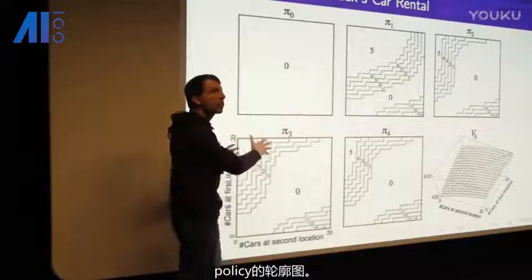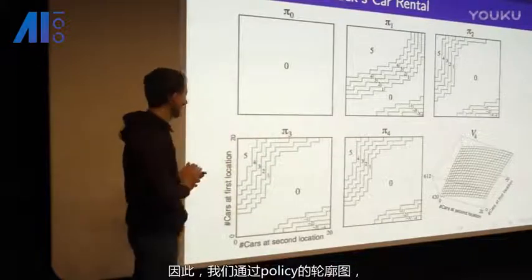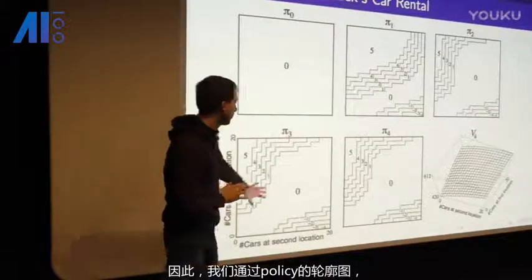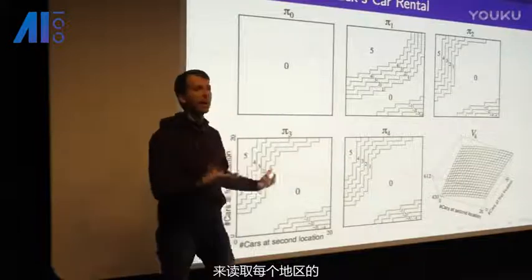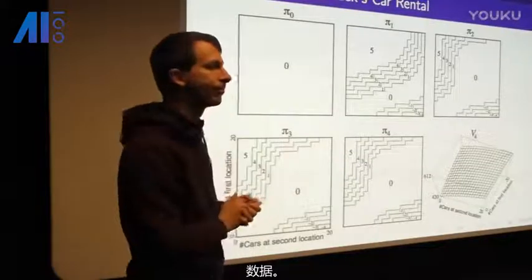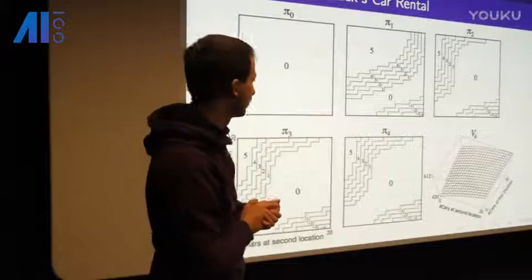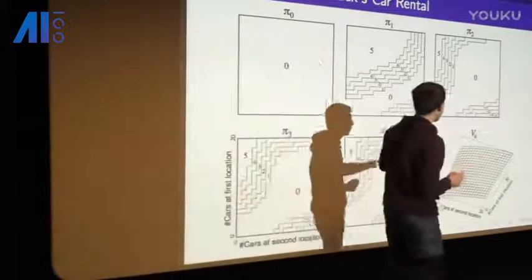So this is the contour map of the policy. Sorry if that wasn't clear. So we're reading off for each region what the policy is within that contour map. What's on the vertical axis there? 6, 12, and 420. Okay, good question. So what's on the vertical axis?